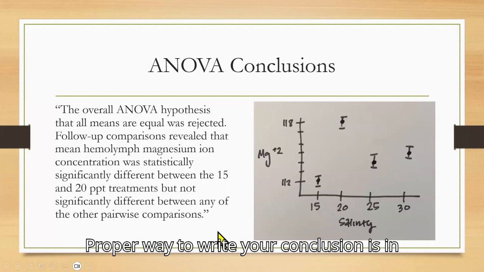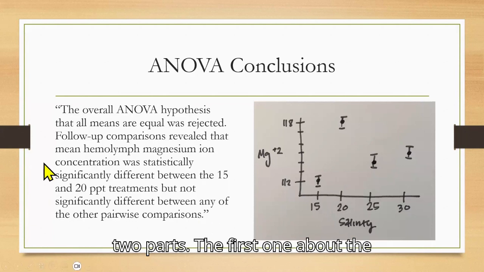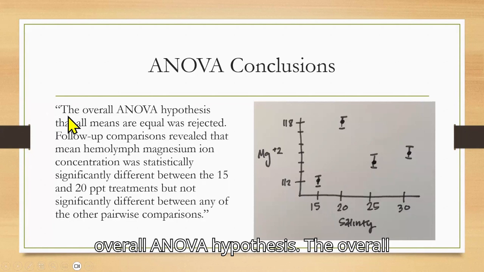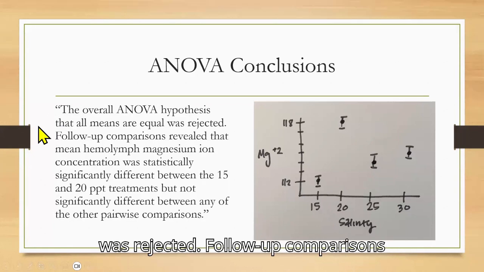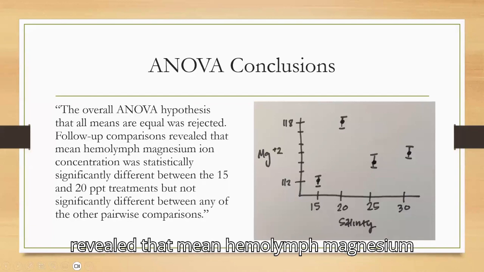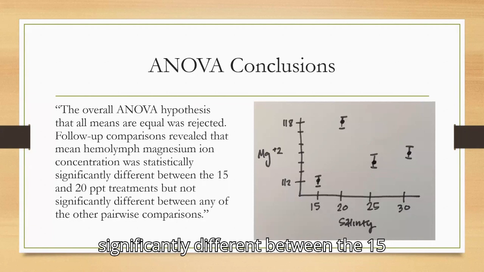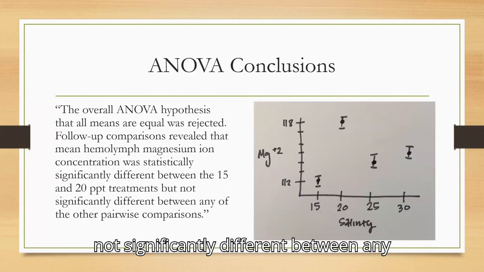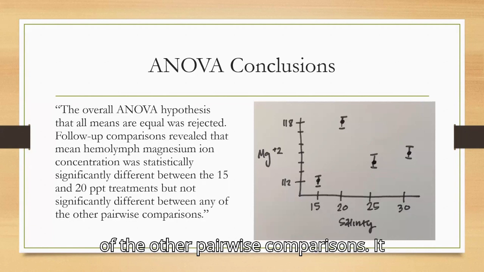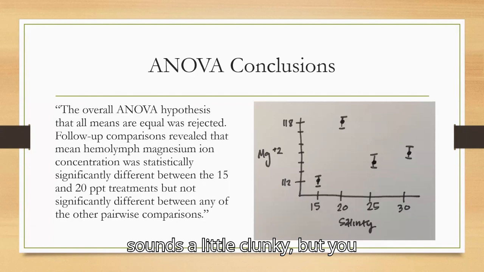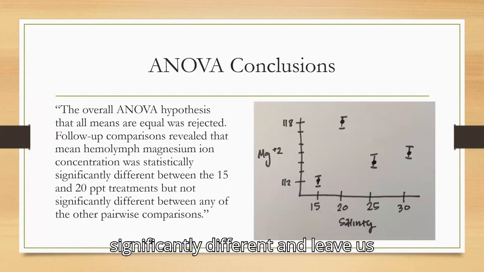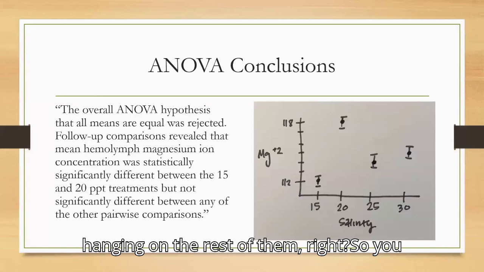the proper way to write your conclusion is in two parts. The first one is about the overall ANOVA hypothesis. The overall ANOVA hypothesis that all means are equal was rejected. Follow-up comparisons revealed that mean hemolymph magnesium ion concentration was statistically significantly different between the 15 and 20 parts per thousand treatments, but not significantly different between any of the other pairwise comparisons. It sounds a little clunky, but you need to specifically state for each pair of means what the result was. Don't just say these were significantly different and leave us hanging on the rest of them.